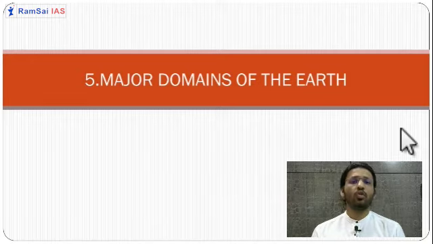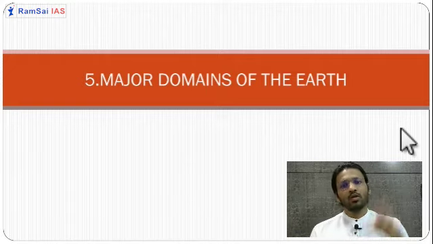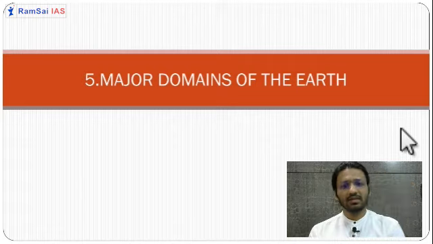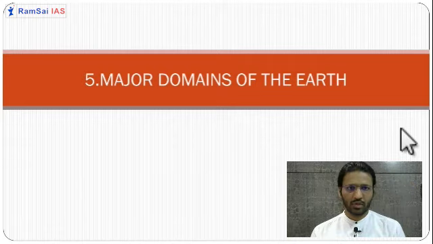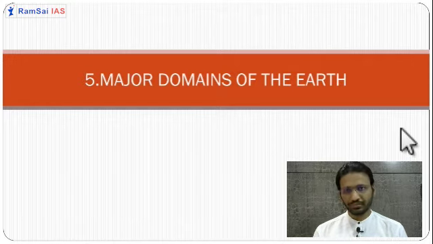When we say domains, what do domains mean? Domain means the various parts of the earth. The earth, as we see it as a solid earth, is not the only part. It is the lithosphere. Whatever solid earth we see, that is the lithosphere. Another part is air, which we call the atmosphere. Another part is water, which we call the hydrosphere. So these are the important domains of the earth.